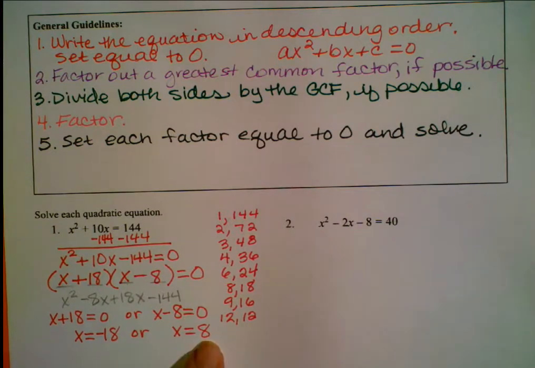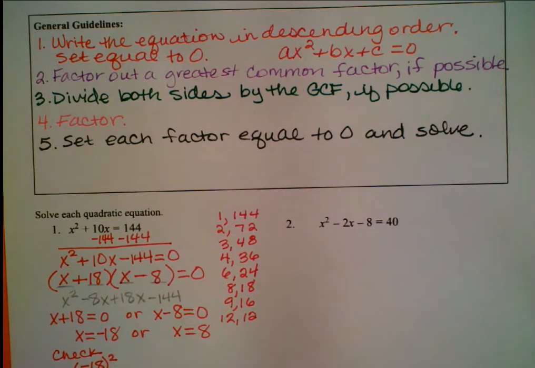Now you want to go back and check them in the original equation and make sure they work. So if I do my check in this case, if I take negative 18 and square it, be cautious of how you type that into your calculator because a negative squared should be a positive, plus 10 times negative 18, I'm looking, does it actually produce 144? So negative 18 squared gives us 324. 10 times negative 18 is a negative 180, which does give us, in fact, 144. So that one checks out correctly.